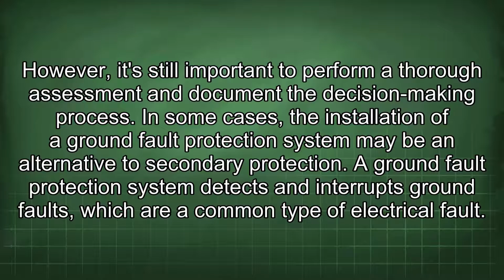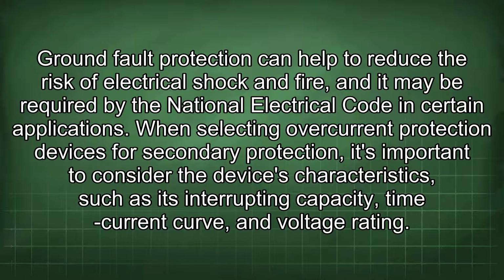In some cases, the installation of a ground fault protection system may be an alternative to secondary protection. A ground fault protection system detects and interrupts ground faults, which are a common type of electrical fault. Ground fault protection can help to reduce the risk of electrical shock and fire, and it may be required by the National Electrical Code in certain applications.